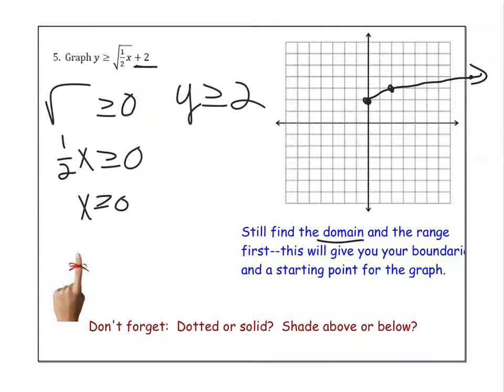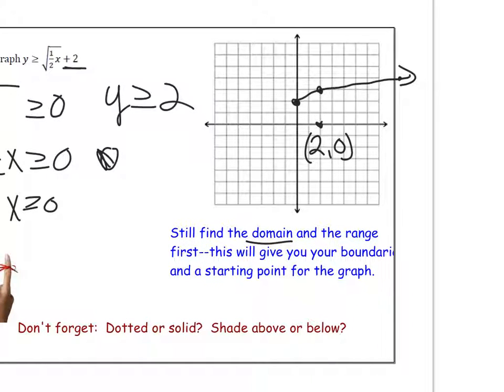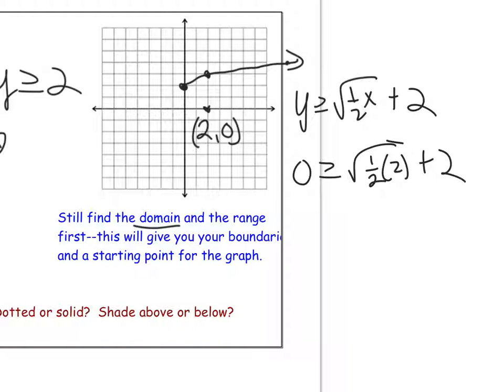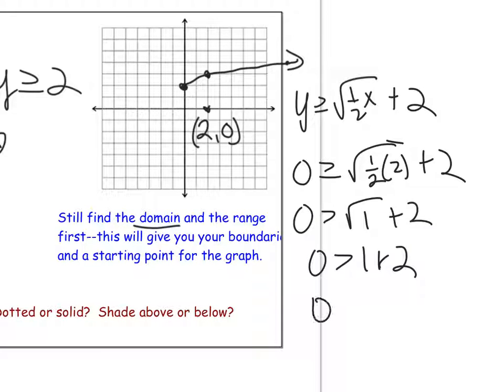Well, here I'm going to pick a point and see if it's true. So now here I'll pick something easy. I'll pick (2, 0). I picked (2, 0) just because it looks easy and I can test it pretty easily. So let's test it. Is y greater than or equal to the square root of 1/2 x plus 2? So is 0 greater than or equal to the square root of 1/2 times 2 plus 2? Is 0 greater than the square root of 1 plus 2? Is 0 greater than the square root of 3? No, that's false. That means I'm going to shade above it. I'm going to shade up there.